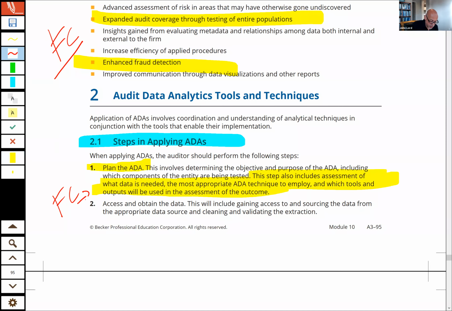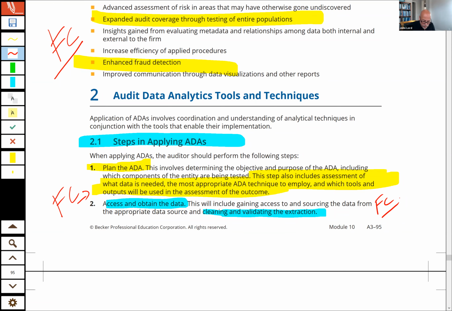So flashcard that step, okay? Then we will have to do what? Obviously access and obtain the data, and there will be cleaning and validating the extraction. So you're going to have to do something to make sure that the extraction has been complete. Maybe you're going to use some sort of control total or something like that to clean and validate the extraction.